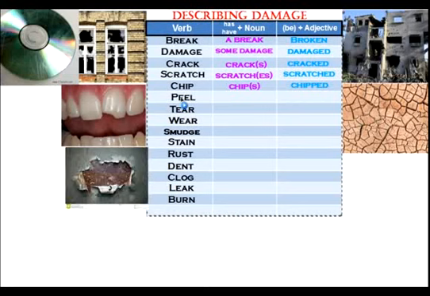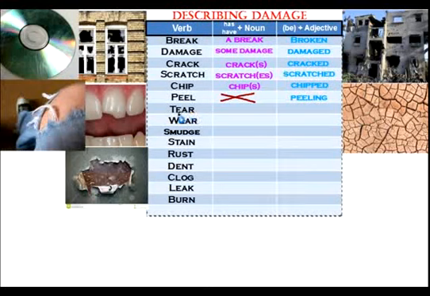Peel. So if we look at this paint on the wall, the problem is that the paint is peeling. Okay? Now we don't necessarily use this for the noun. We don't really have a good one for the noun, so we don't use that. But we just describe this damage. For example, the paint, we'd say the paint is peeling. It's peeling. Okay? Just the adjective.